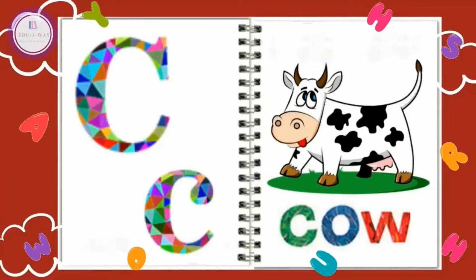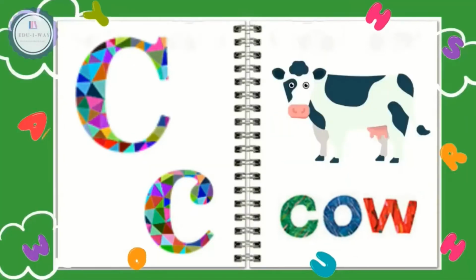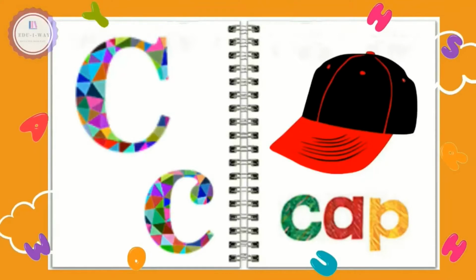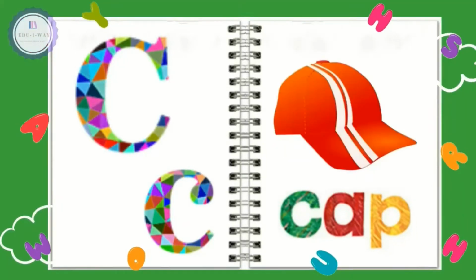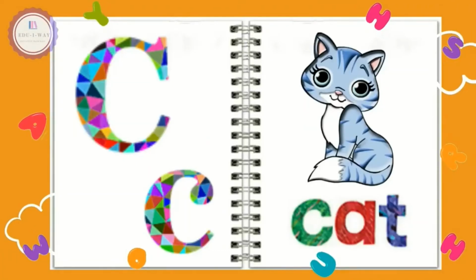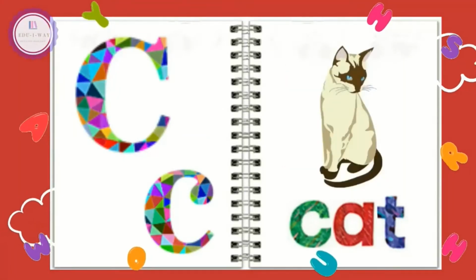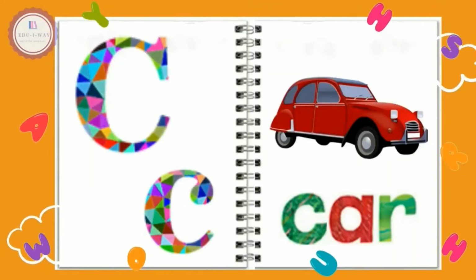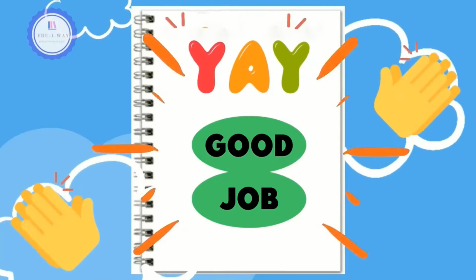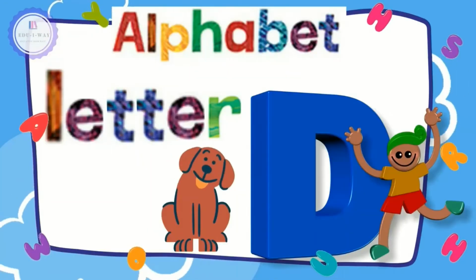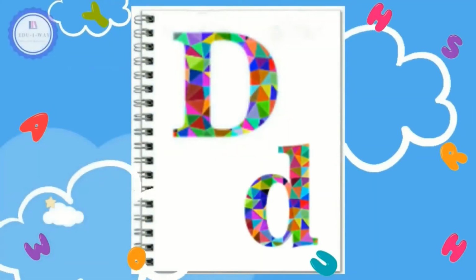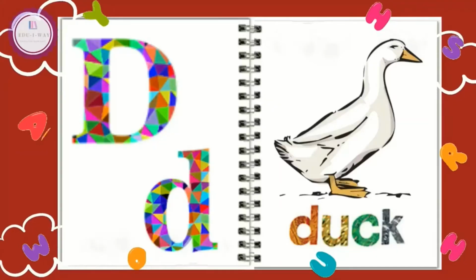Ka for cow. Cow, cow, cow. Ka for cap. Cap, cap, cap. Ka for cat. Cat, cat, cat. Ka for car. Ka, ka, ka. Letter D. Da, da.